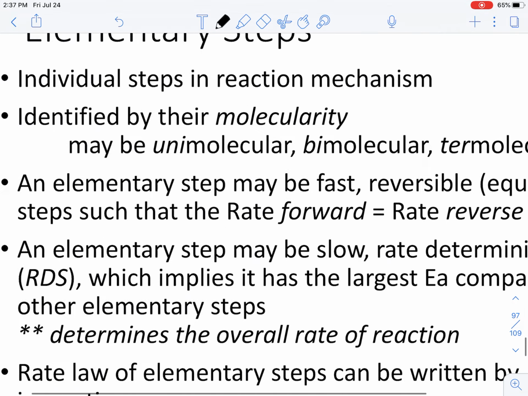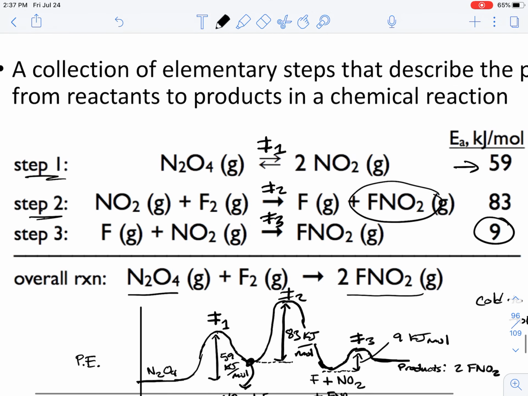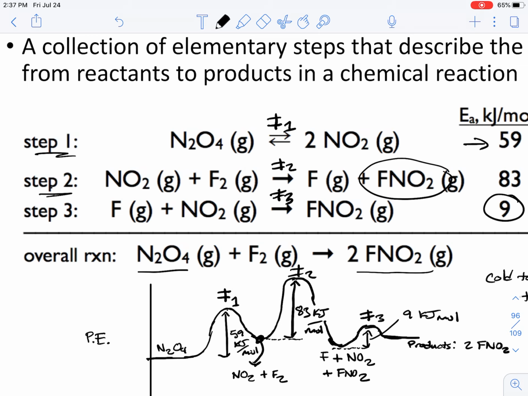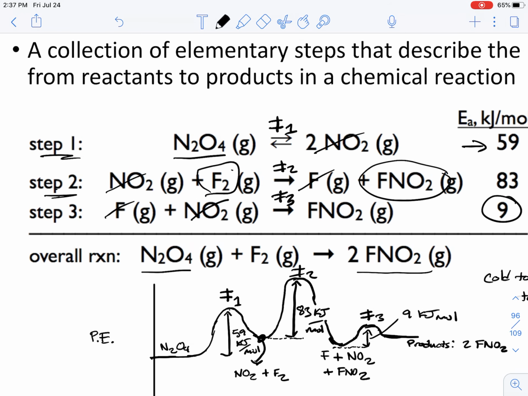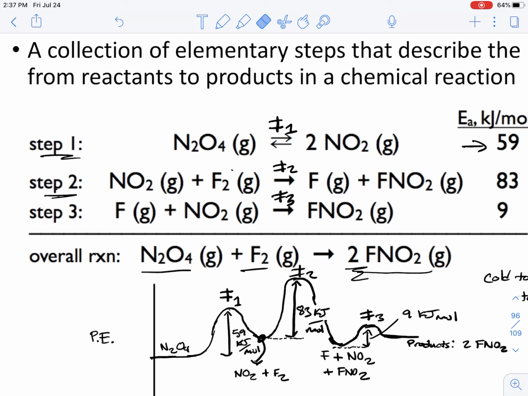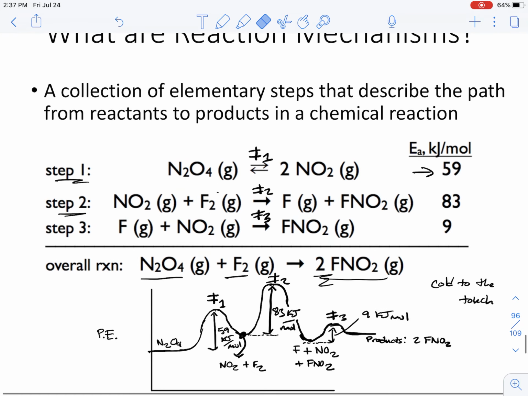And the same thing can be said in the very first step. Notice that when you add up all of the individual elementary steps, the two NO2 here will cancel with these two NO2. The F will cancel with the F. The radical fluorine will cancel with the radical fluorine. And what you're left with is dinitrogen tetroxide and F2, fluorine gas, as your reactants. And here, since you have two of the same products, you have 2 moles of product at the very end. I just wanted to point that out as we're working through this idea of reaction mechanisms.